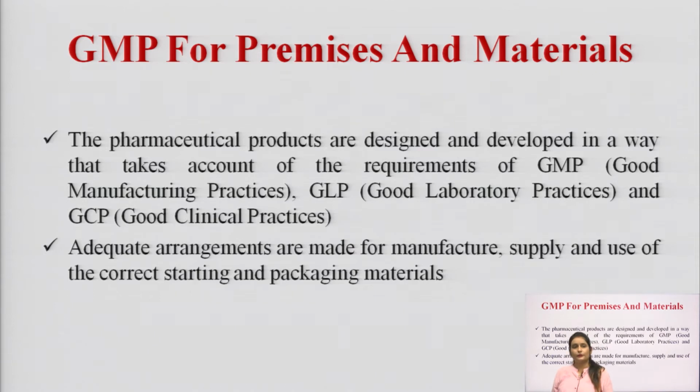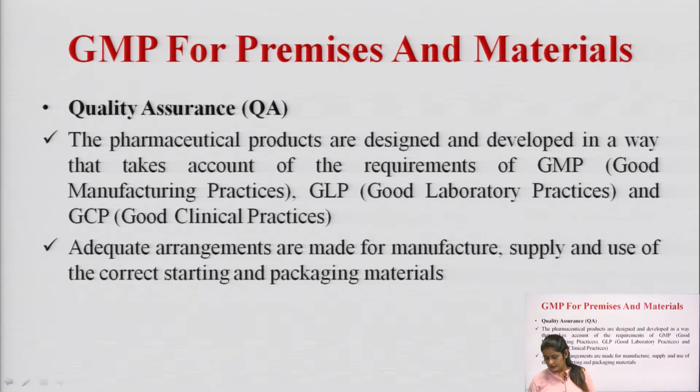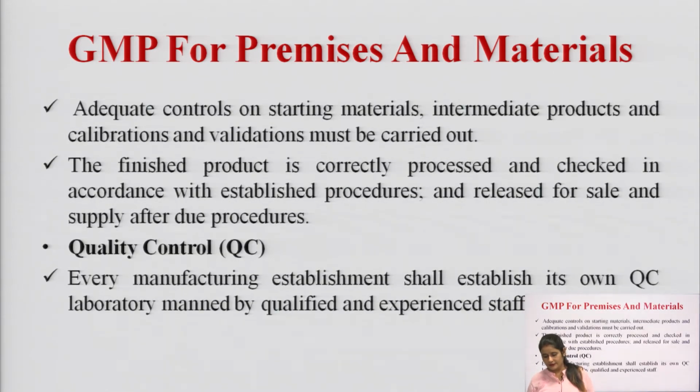The pharmaceutical products are designed and developed in a way that takes into account the requirements of good manufacturing practices, good laboratory practices and good clinical practices. Okay. So, as we all know, the industry should be designed and constructed so that these three things are accounted for and developed. The adequate arrangements are made for manufacture, supply and use of the correct starting and packaging materials. So, this is the general requirement of quality assurance.